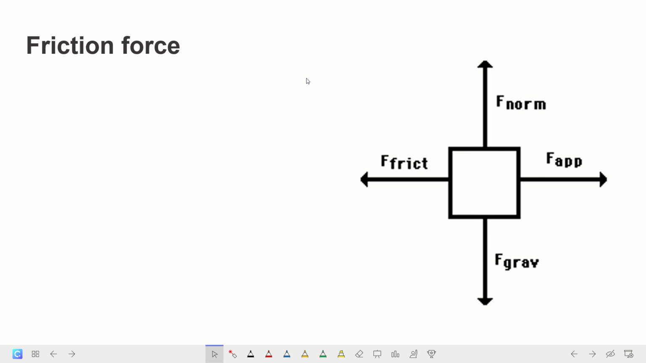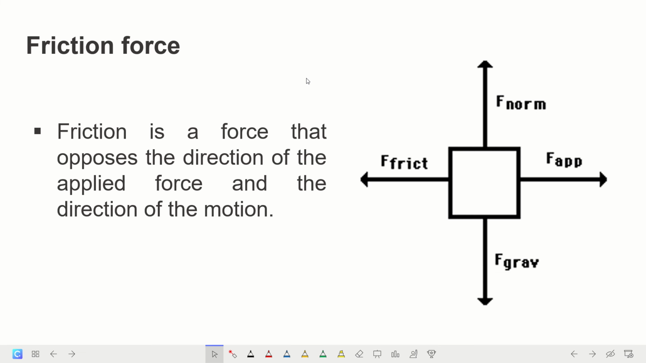So a friction force is a force that opposes the direction of the applied force and the direction of the motion. So if there is no applied force, and the body is sliding on a ramp, for example, then the friction force will oppose not the applied force but the force that is causing that body to move. And as we said, friction force is always opposite to the direction of the motion of a body.